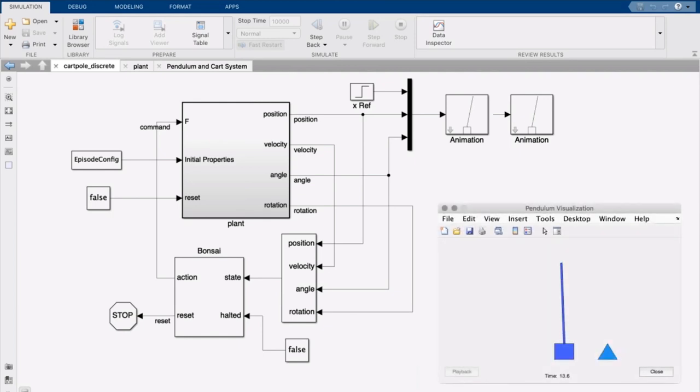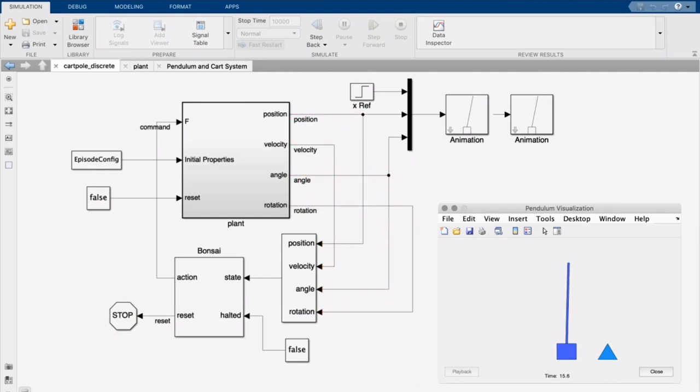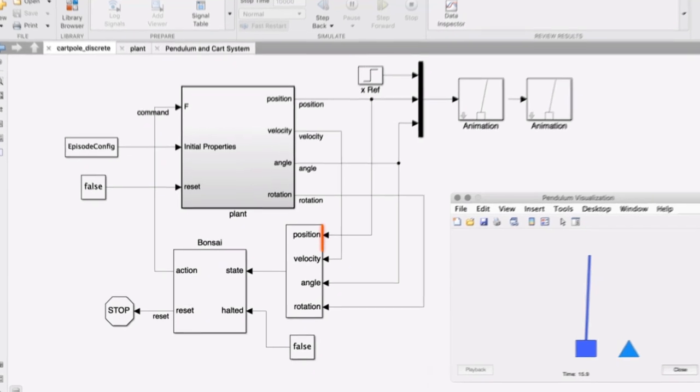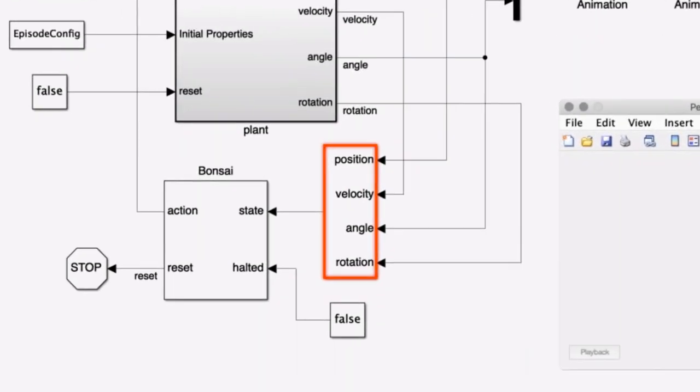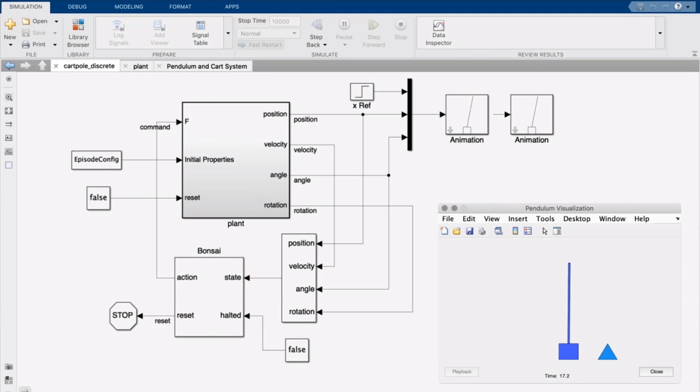So it's wired up in a way where the action from our block feeds directly into the plant. And then it receives back information from the model itself based on how the state of the model is changing. So it's four variables, position, velocity, angle, and rotation, that are then being fed back into the bonsai block.